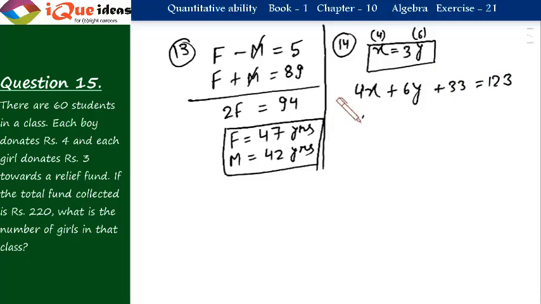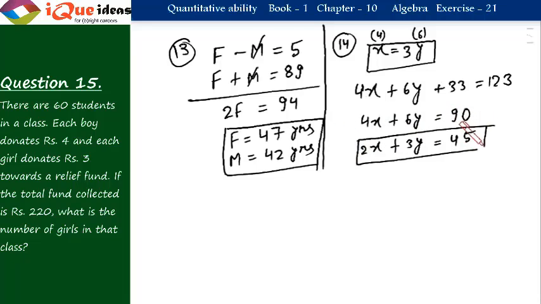So we have 4x plus 6y is equal to 90. That means we have 2x plus 3y is equal to 45, we have divided by 2. Now basically we have to solve the first and the second equation. In the second equation, if you see, there is a 3y. So you can either put x equal to 3y or 3y equal to x. Let's put 3y equal to x.